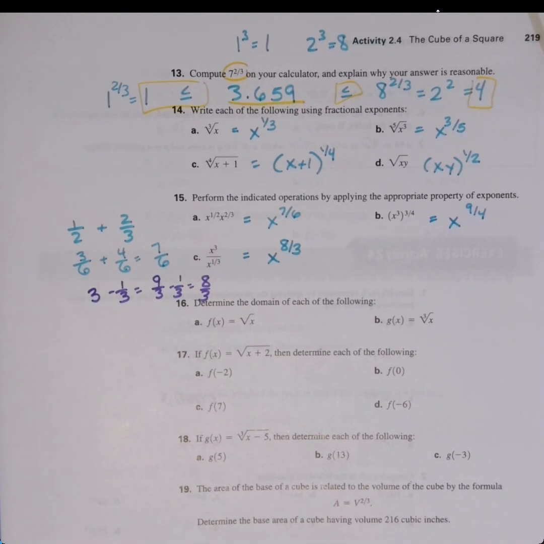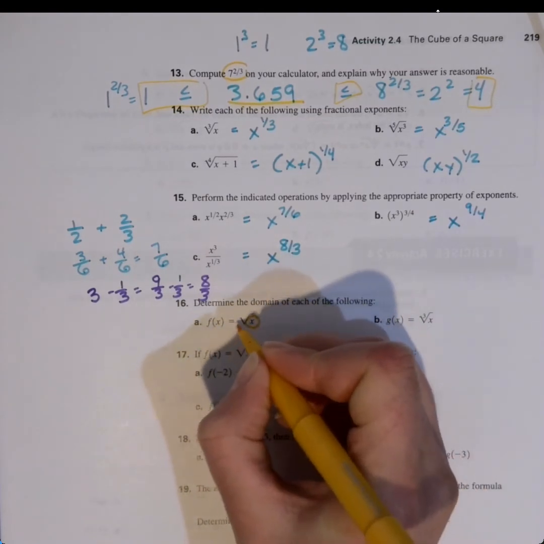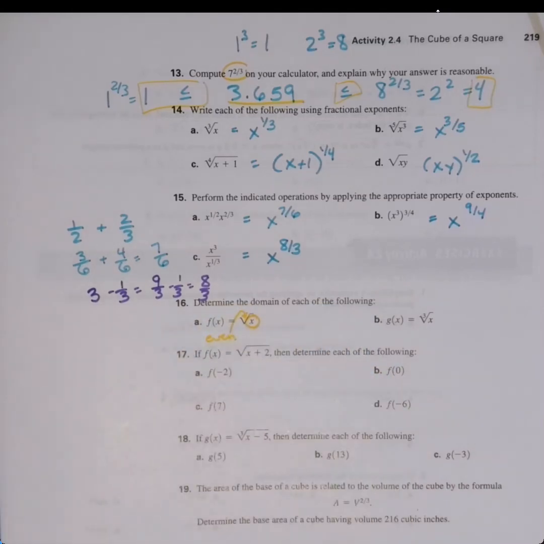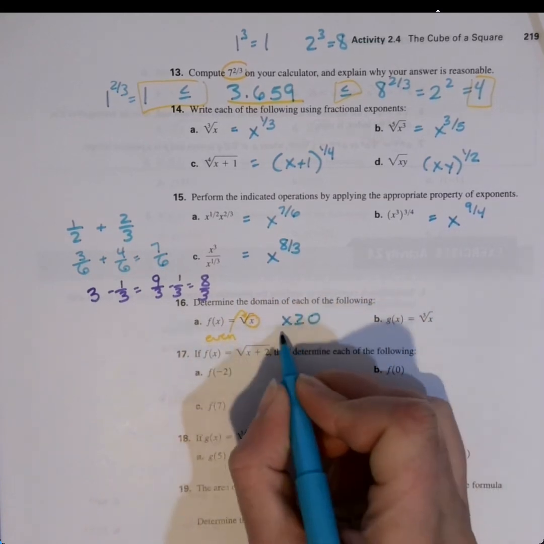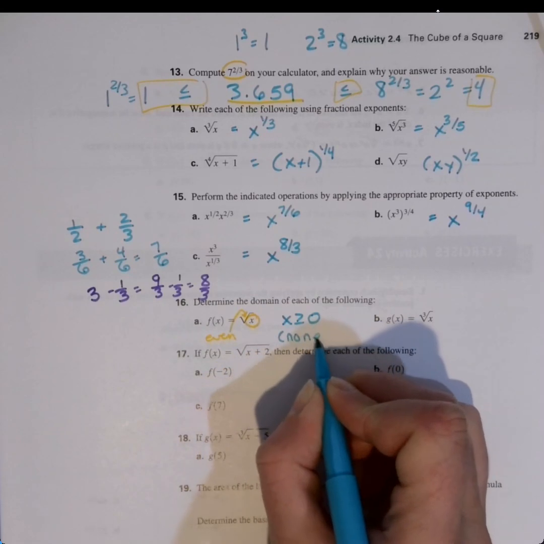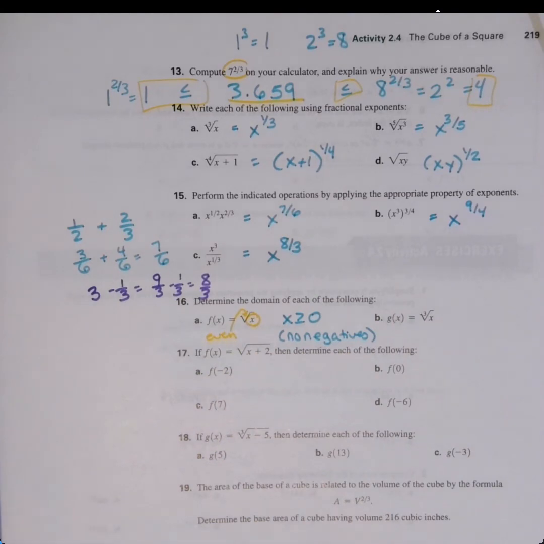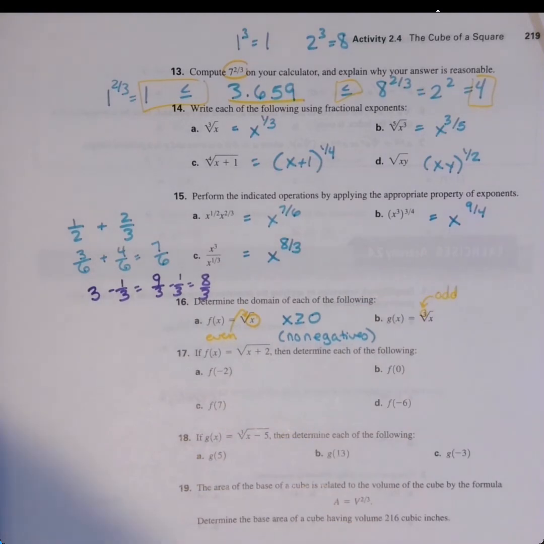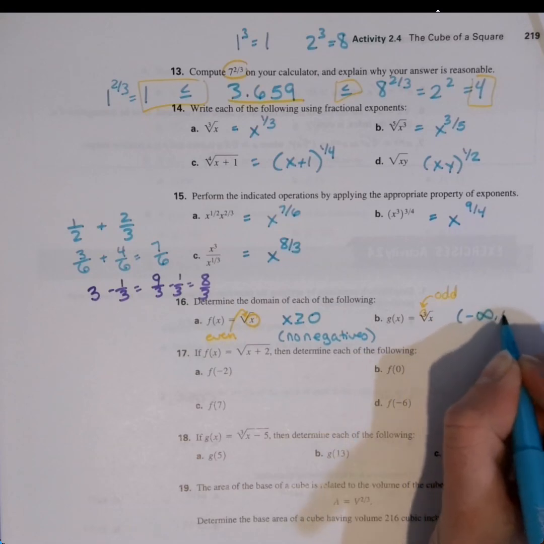Okay, determine the domain for each of the following. We know that inside of a square root, because this index right here, it's 2, it's even, can't have a negative argument. So the domain for these is that x has to be greater or equal to 0. No negatives inside. But if it's a cube root where the index is odd, it's okay to plug in a negative or a positive. So the domain is going to be all real numbers or negative infinity to infinity.